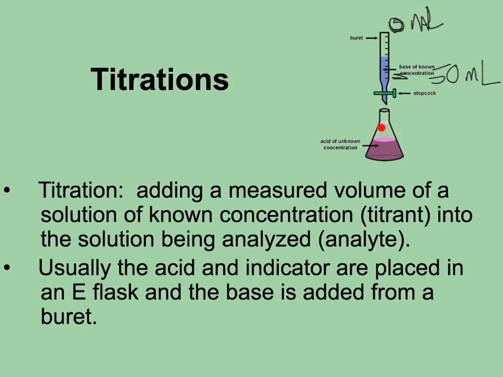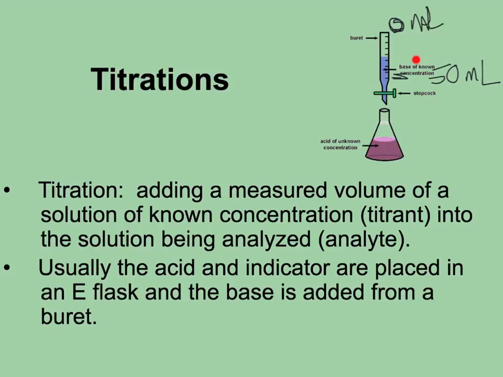And you keep adding the base until the color of the indicator changes. So if you're using phenolphthalein, which we're going to be using tomorrow in our lab, for example, it's going to go from colorless to pink. So once it turns a very slight pink, the lightest hint of pink that you see, that's when you stop and you close that valve, and then you read how much volume of base you've dispensed. So let's say, for example, you've dispensed 20 milliliters of base, and it's 1 molar. So if you know the volume and you know the concentration, then you can calculate how many moles of base you used.